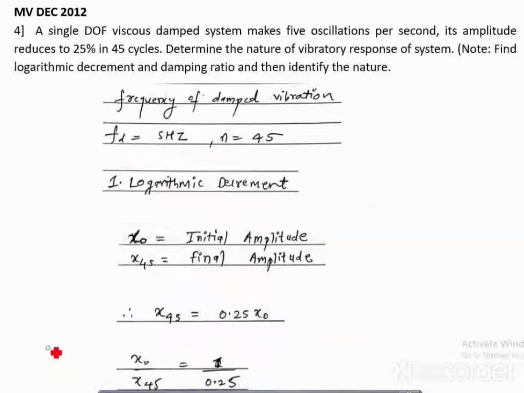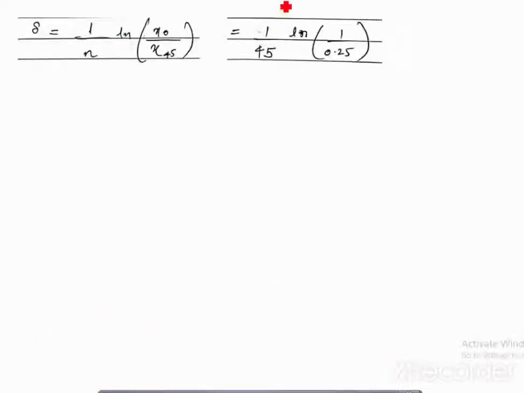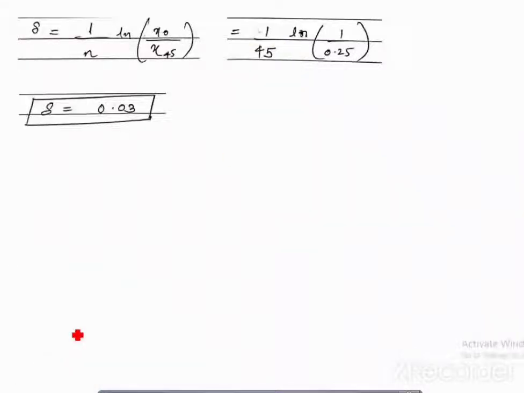Okay, so this is what I am getting. Finally, del is equal to this, and put it as x0 upon x45, 1 upon 0.25. N is nothing but 45. Remember, now you can't put 1, because the number of cycles is 45. So from this I am getting del.